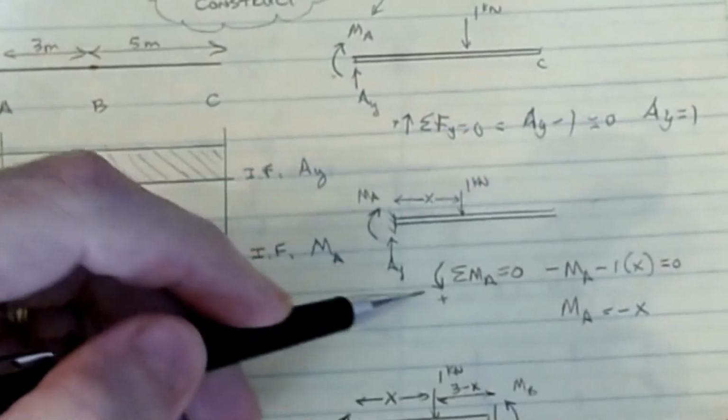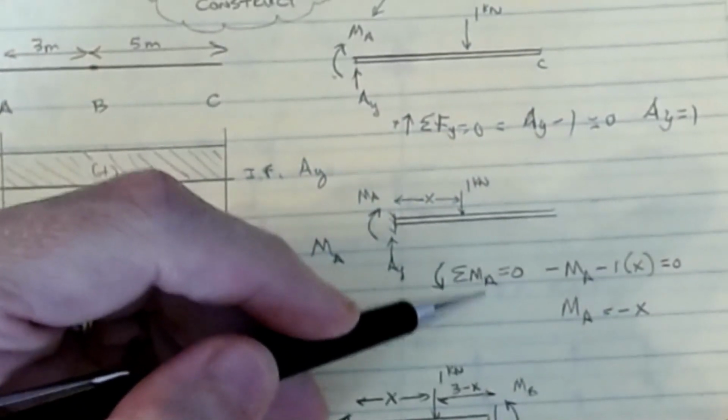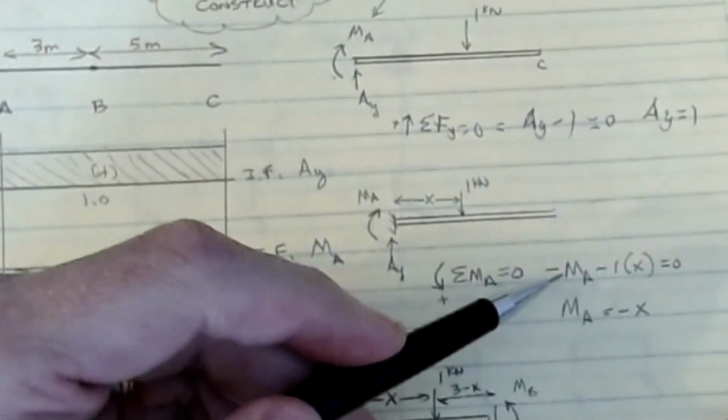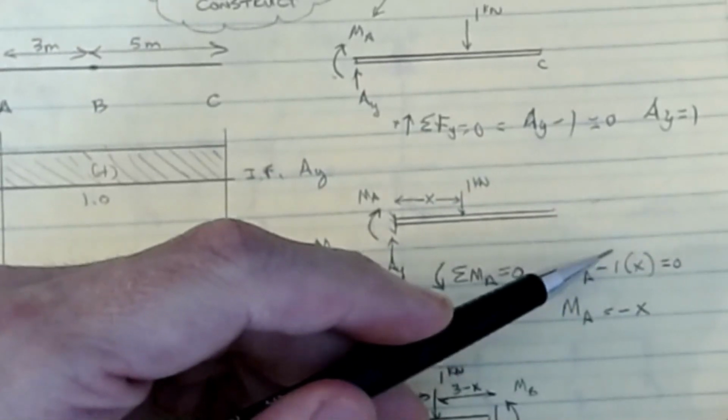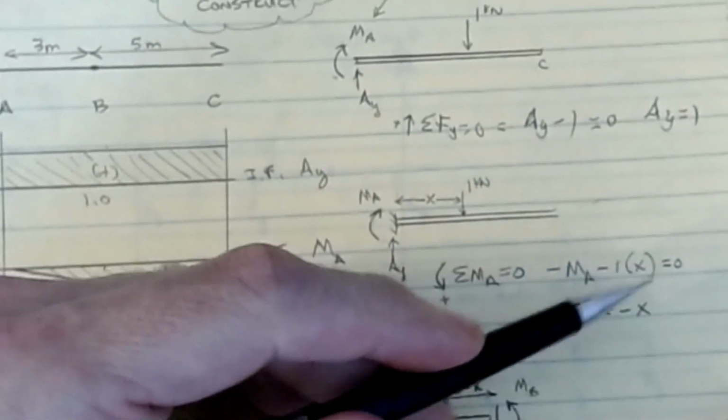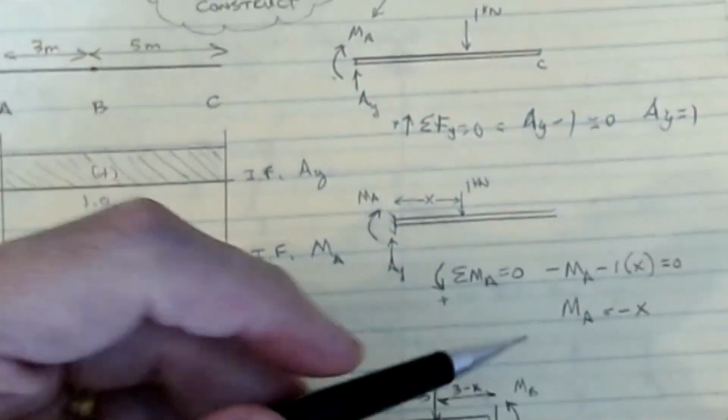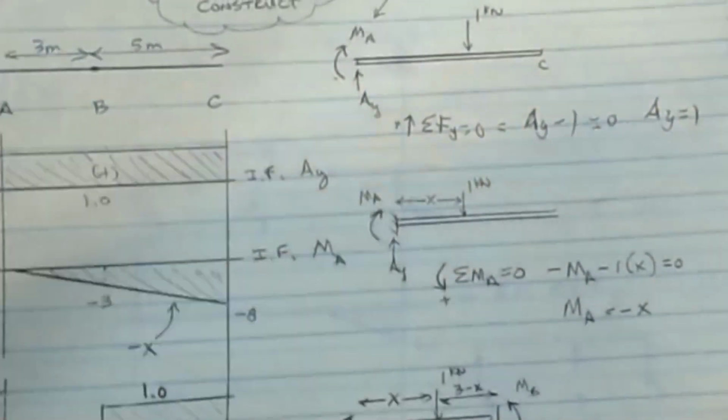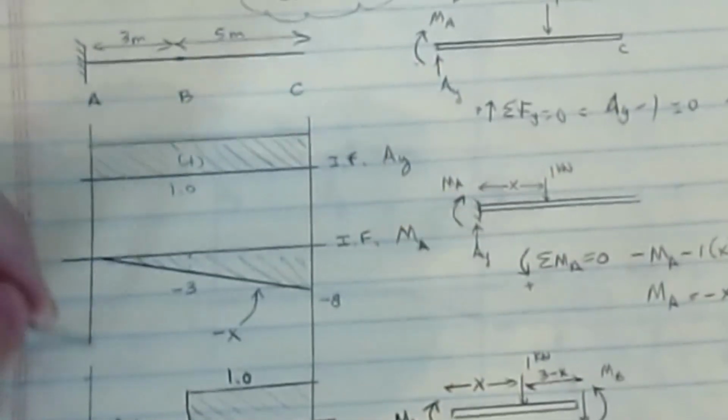If I sum moments counterclockwise positive, sum of moments at A equal to 0, the moment at A is minus MA minus 1 kip times the position X, all equal to 0. Okay, and so MA is now equal to negative X. So what happens when you plot this, and again, we're plotting X that way.